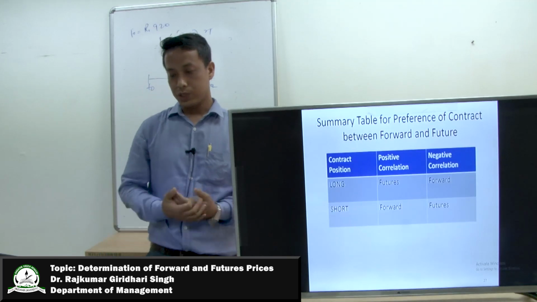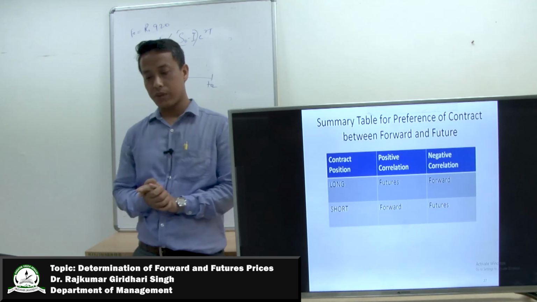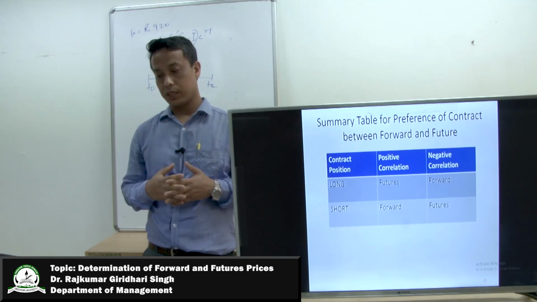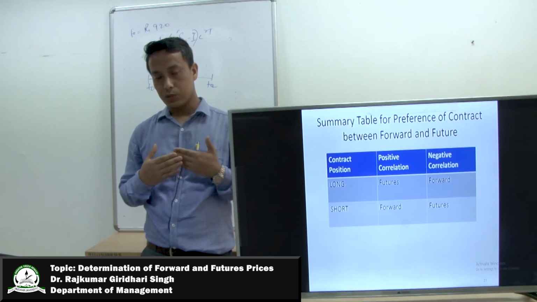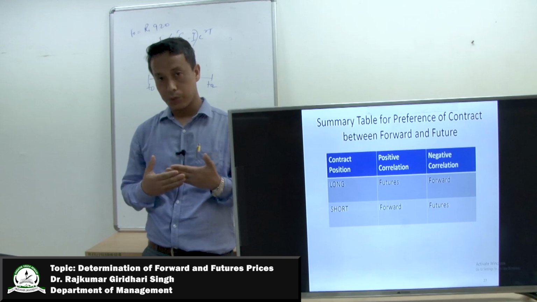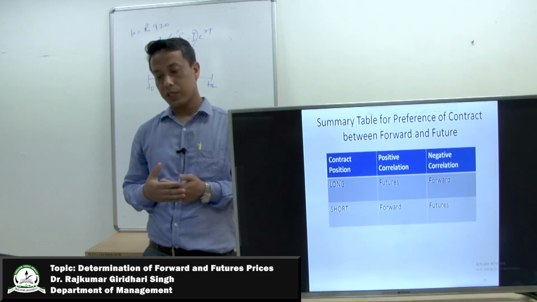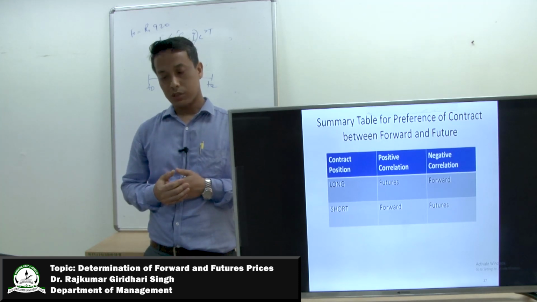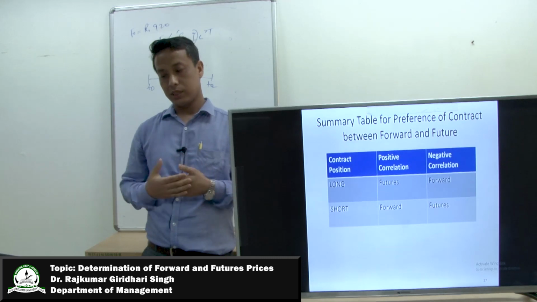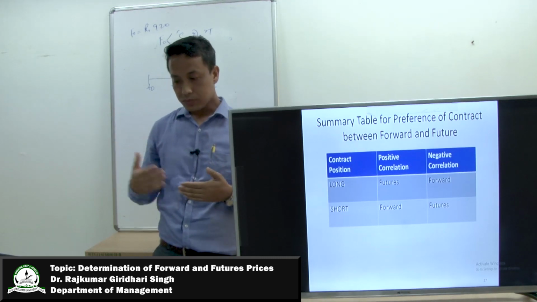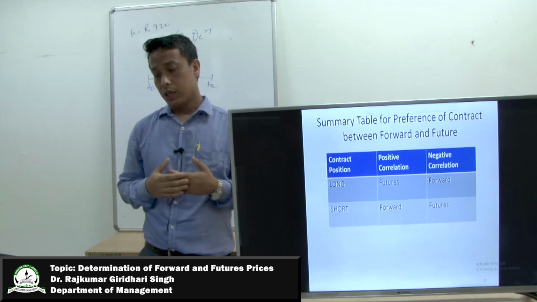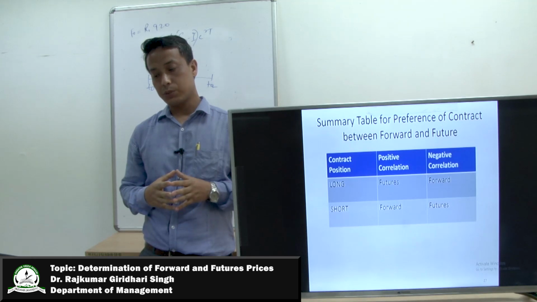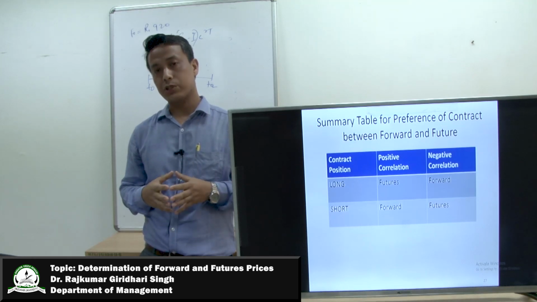Last slide. From this summary table, what we can see is that if you are a long position holder, and there is a positive correlation between the asset and the interest rate, it's beneficial to go for futures. If there is a negative correlation, it's better to go for the forward. From the short position holder context, it's a trade-off, mutually exclusive. For a short position holder, when you have a positive correlation, it is better to go for the forward, and for negative correlation, it's better to go for futures.